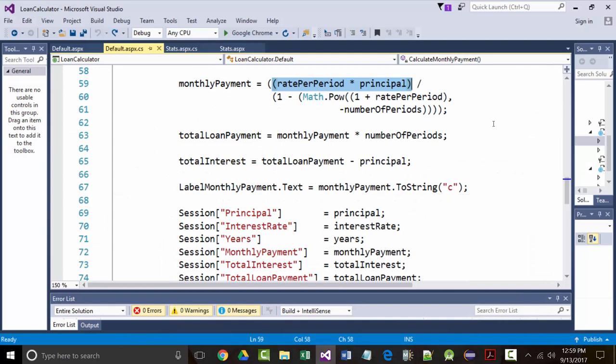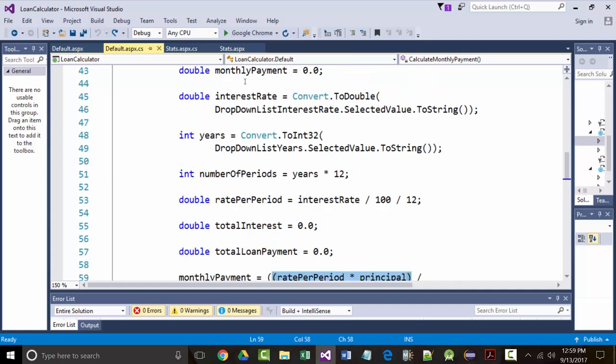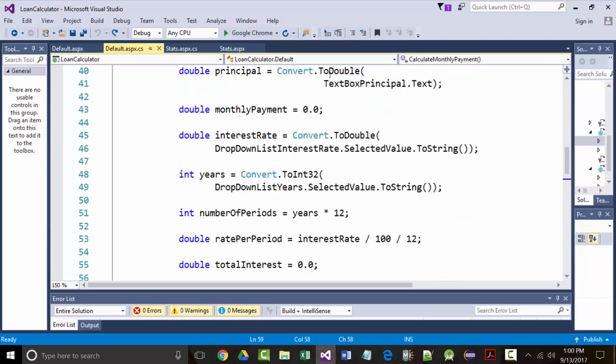Now, the rate per period, you either had to say your interest rate divided by 100 divided by 12, or you had to do it up here. That's why I did it and put it in another variable. And the principal just stayed what it was. There's the principal up there. That's what you're borrowing.